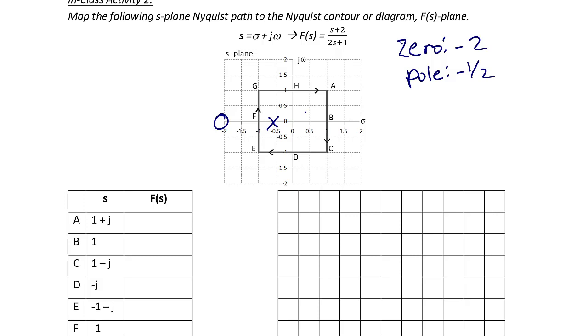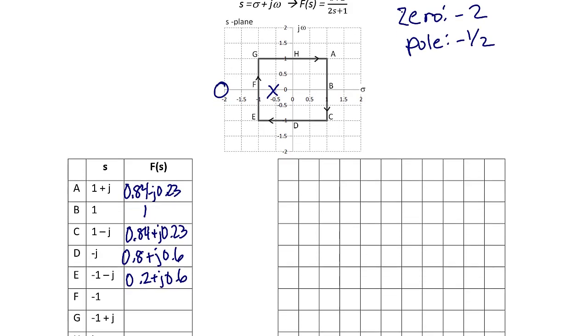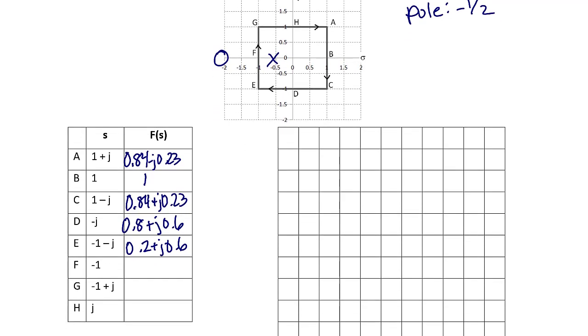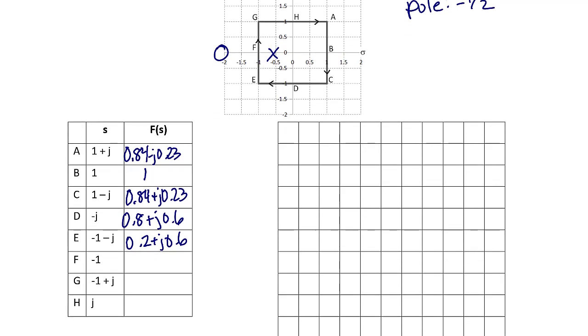So if A is 1 plus j, f of s is 0.84 minus j 0.23. If B is 1, f of s is 1. If C is 1 minus j, f of s is 0.84 plus j 0.23. If D is negative j, f of s is 0.8 plus j 0.6. If E is negative 1 minus j, f of s is 0.2 plus j 0.6. If F is negative 1, f of s is negative 1. If G is negative 1 plus j, f of s is 0.2 minus j 0.6. And if H is j, f of s is 0.8 minus j 0.6.